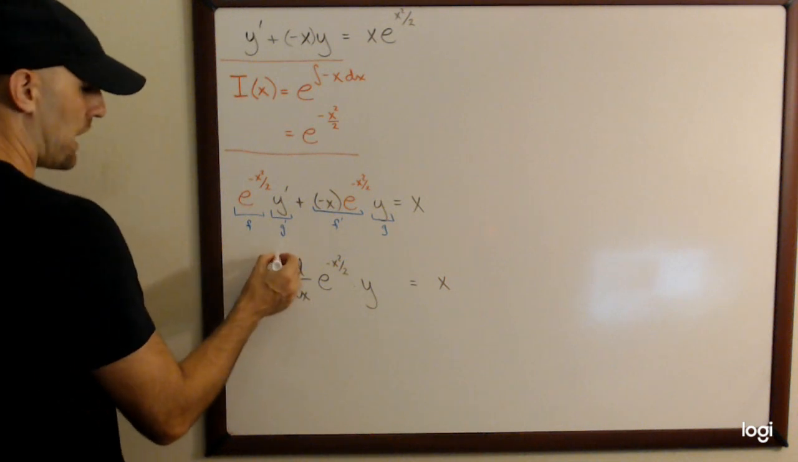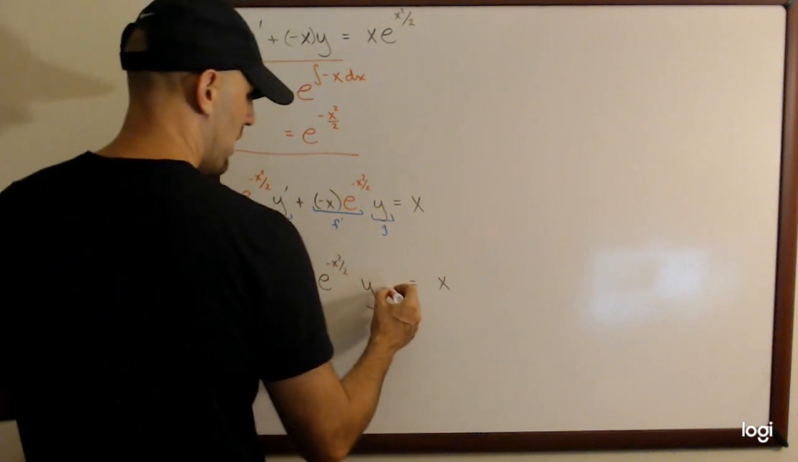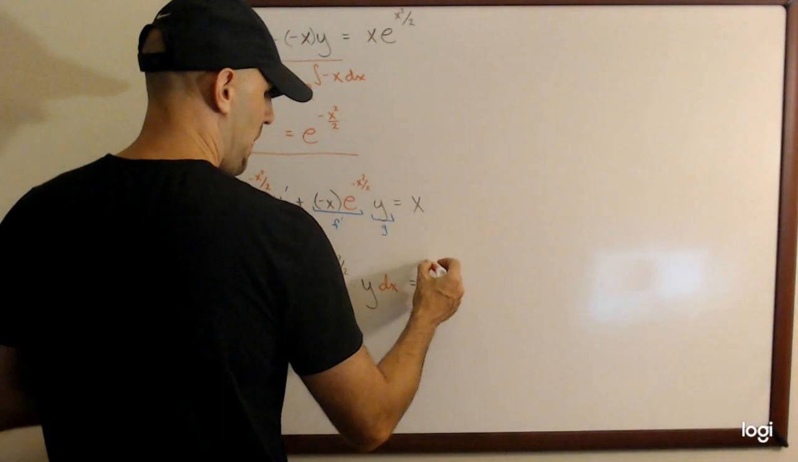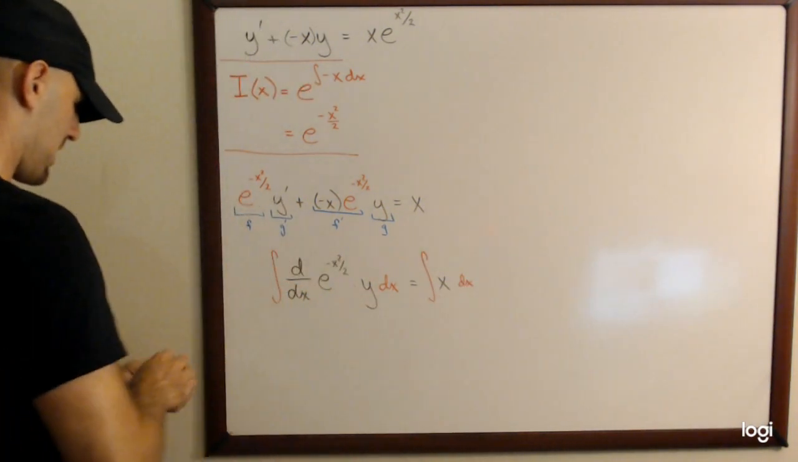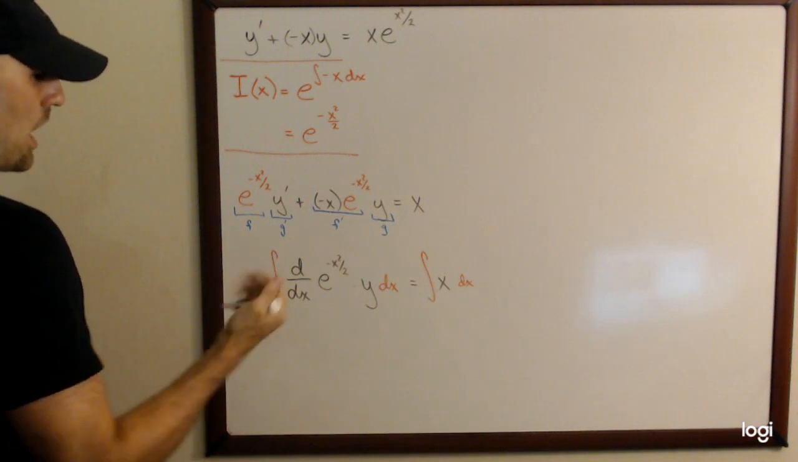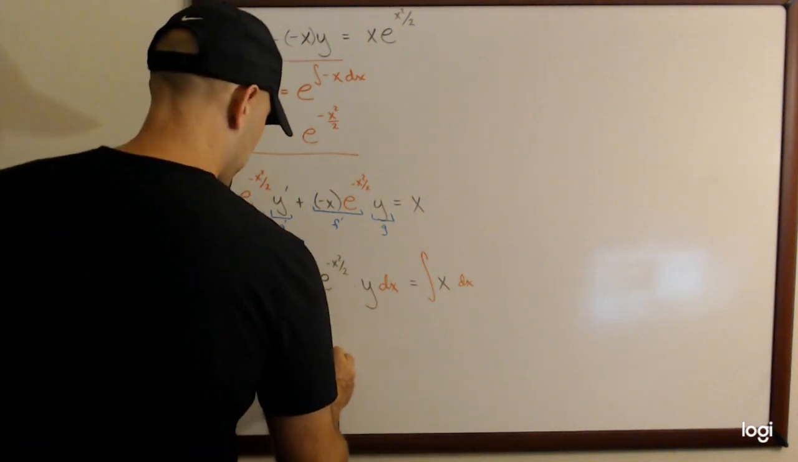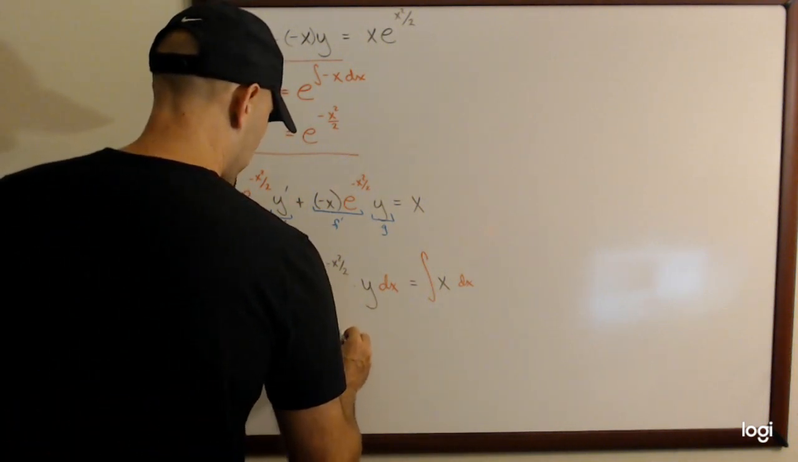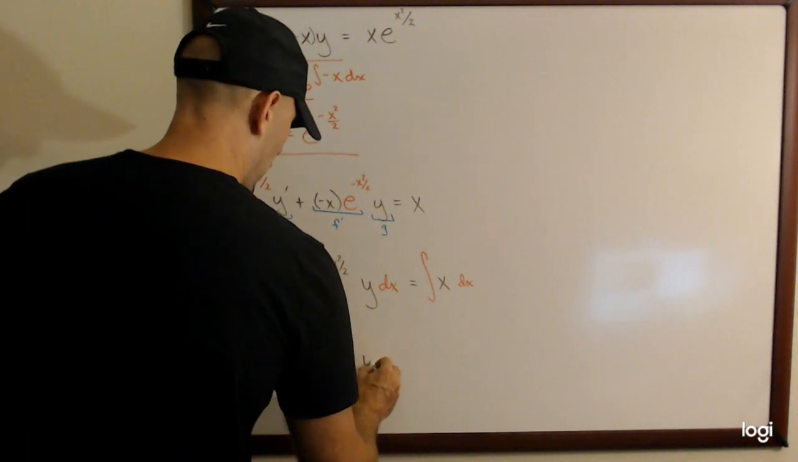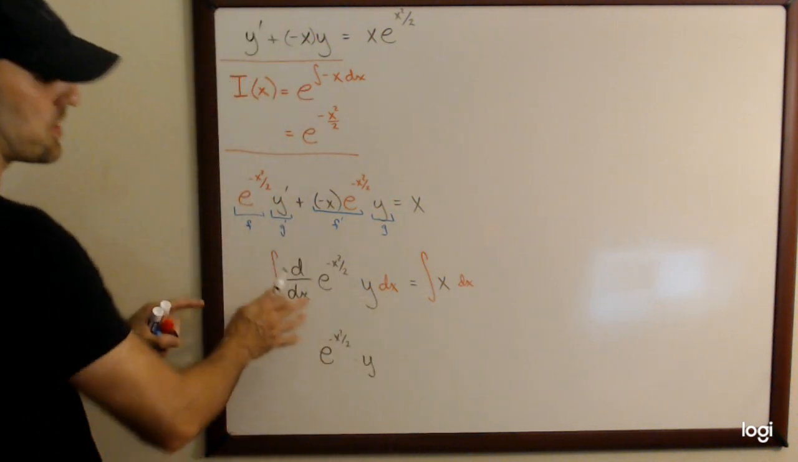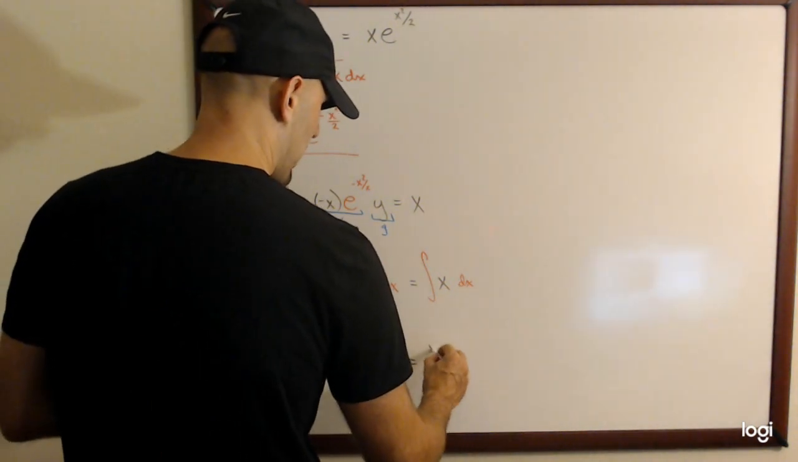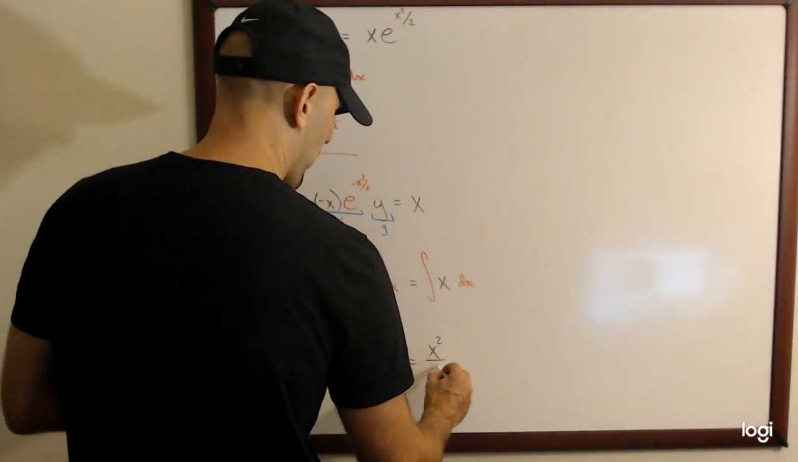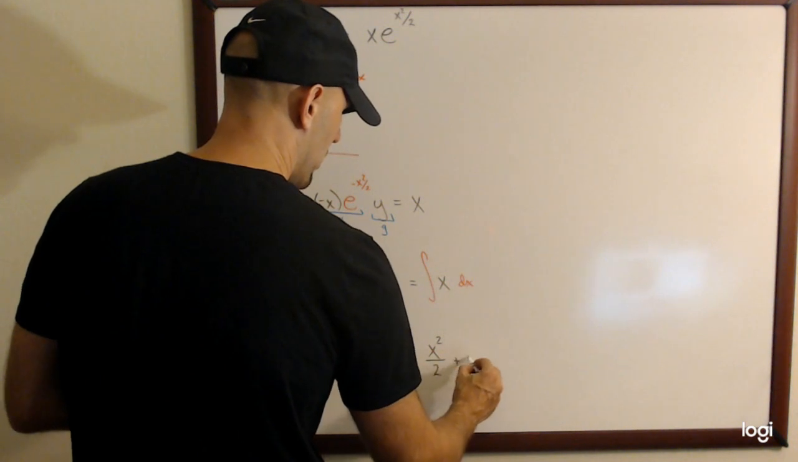From here, I want to integrate both sides. Okay, that'll get rid of this derivative. I want to integrate both sides with respect to x. The integral of the left-hand side, we get e to the negative x squared over 2 times y. Technically plus a constant, but I'm just going to lump that constant in on the right-hand side. And on the right-hand side, I get x squared over 2 plus c.